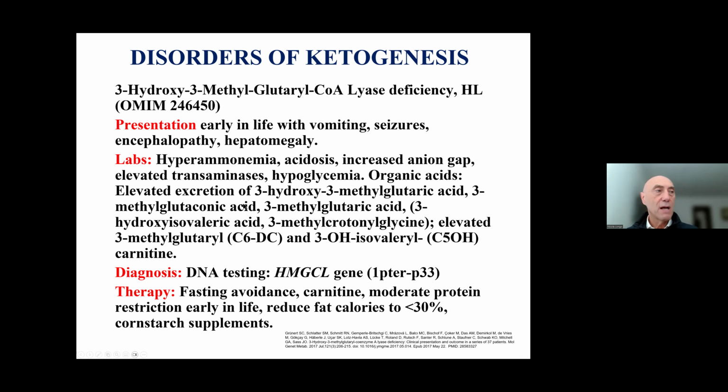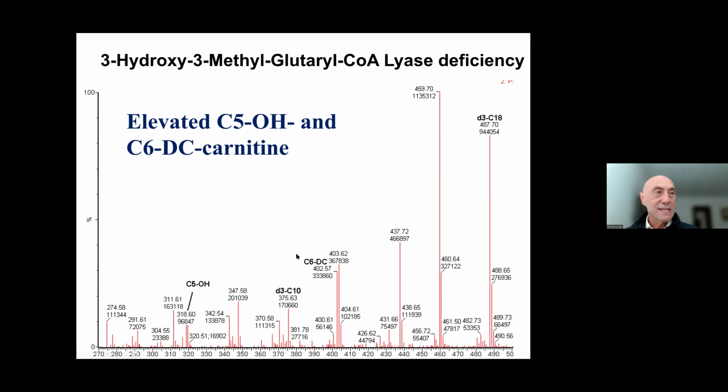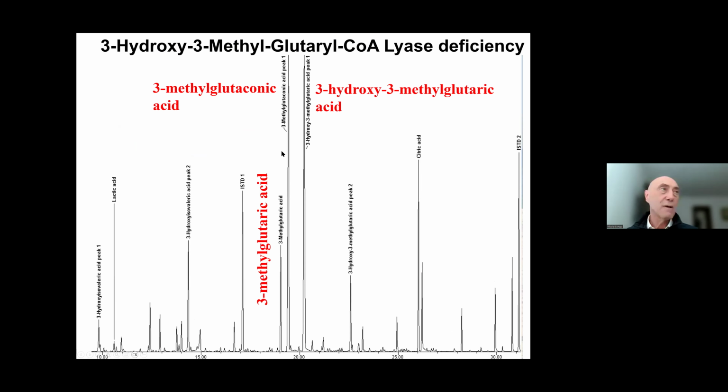Now, what do we see in the lab? We see an elevation of the C6-DC carnitine, which is shown here, 402.57, and C5OH carnitine, 318.6, and this is pathognomonic of this condition. Now, in the urine organic acids, you see all of the abnormal urine organic acids, but some of them are very high. You can see the 3-methylglutaconic acid here that has a big peak, the 3-hydroxy-3-methylglutaric acid, which also has a big peak. You see the 3-methylglutaric acid here, and the 3-methylglutaconic acid can also be seen well. They are not always so high, but basically you need to keep in mind that they can be present, and obviously they are more elevated if you stress the system.